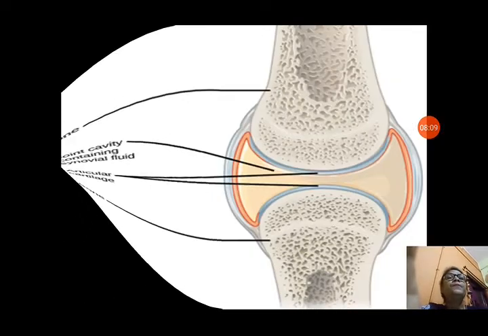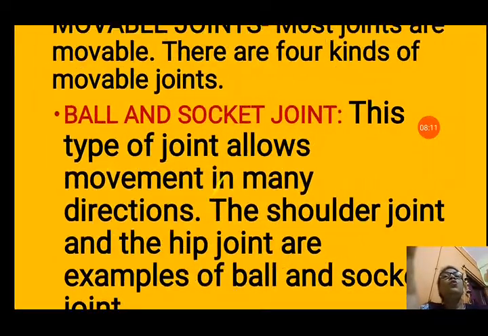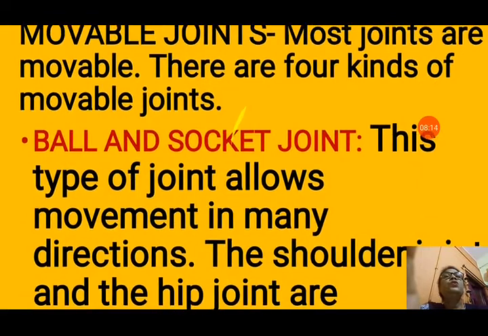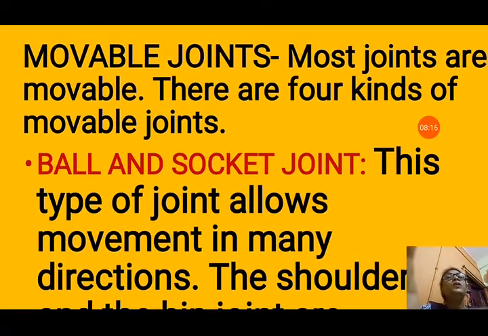Now next, movable joints. So we have seen that joints are 2 types, movable and immovable. So movable joints. Most joints are movable. There are 4 kinds of movable joints in our body. So we will discuss them one by one.